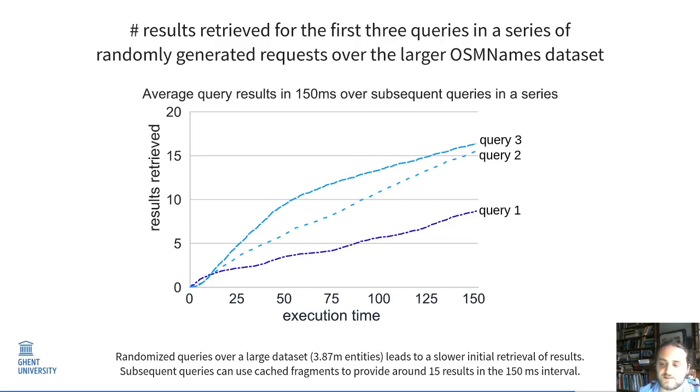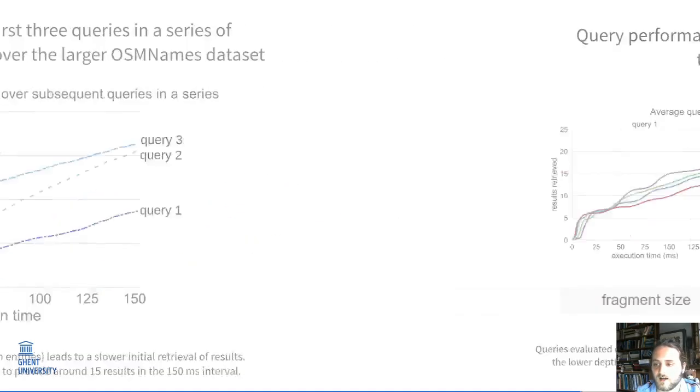So we see this translated in the second and third query, producing a lot more results in the 150 millisecond execution time. So we see here again for larger data sets that the startup query might have some difficulties with producing 10 results, but then the second and third and other queries in the series can much quicker provide the client with the required results.